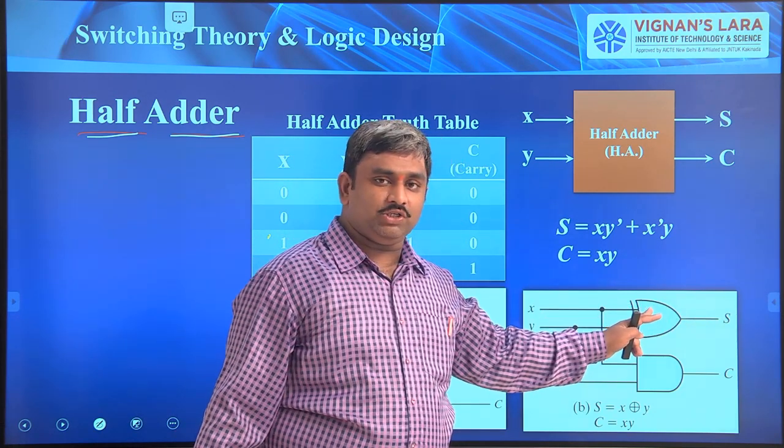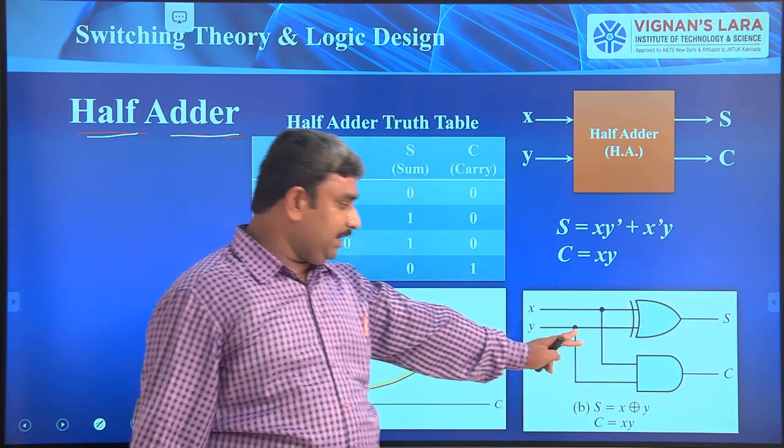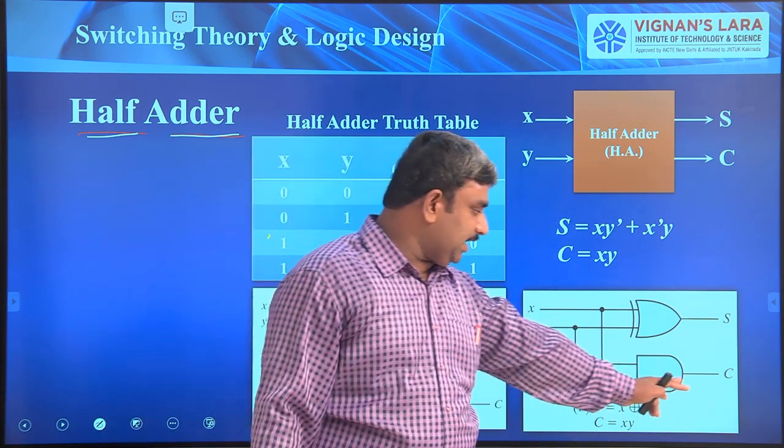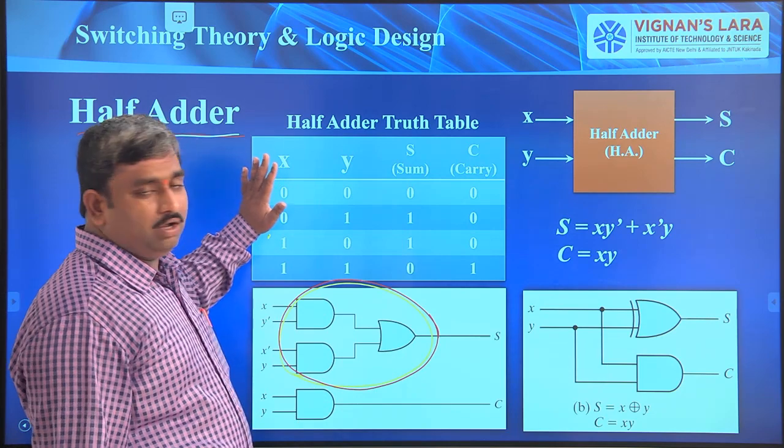So what is the XOR gate operation? x bar y plus x y bar. That is the sum output. And coming to the carry, that is x into y. This is x into y, that is equal to C. So this is a half adder.